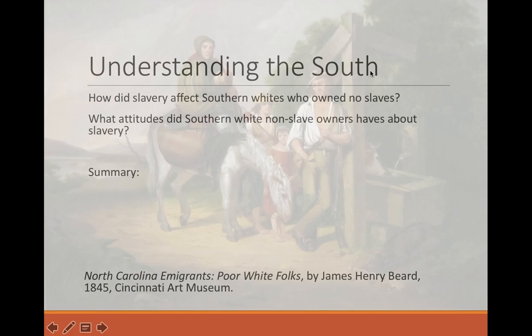Southern whites are going to get paid less for their work because there are slaves around who can be forced to do the job. So the answer to that first question is really important, is that economically, Southern whites were hurt by slavery. They would have been better off not having slavery because slaves provided wage competition to them.